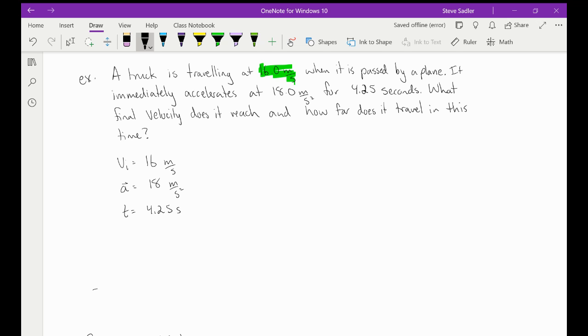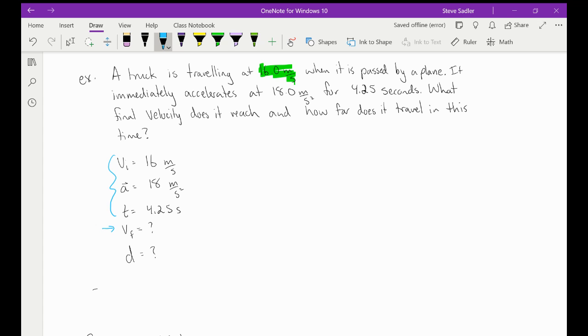What final velocity does it reach, and how far does it travel in this time? So we need to find VF, and we need to find D. So let's start by finding the final velocity. Well, we know that we have these three, and I'm looking for this.